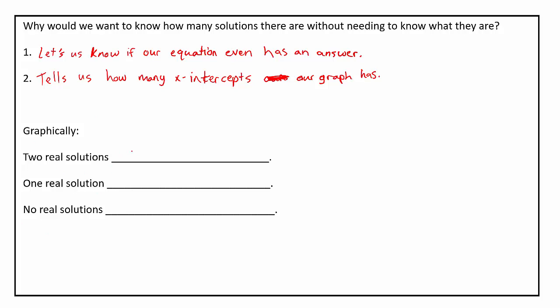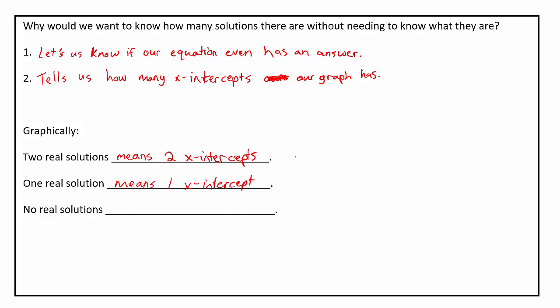Graphically, two real solutions means two x-intercepts. Because our solutions to an equation, when we graph the equation, our solutions are where the graph is going through the x-axis, which is the x-intercepts. So if we should be getting two real solutions, then we know that our graph should go through the x-axis twice. If we're getting one real solution, it means that there is one x-intercept.